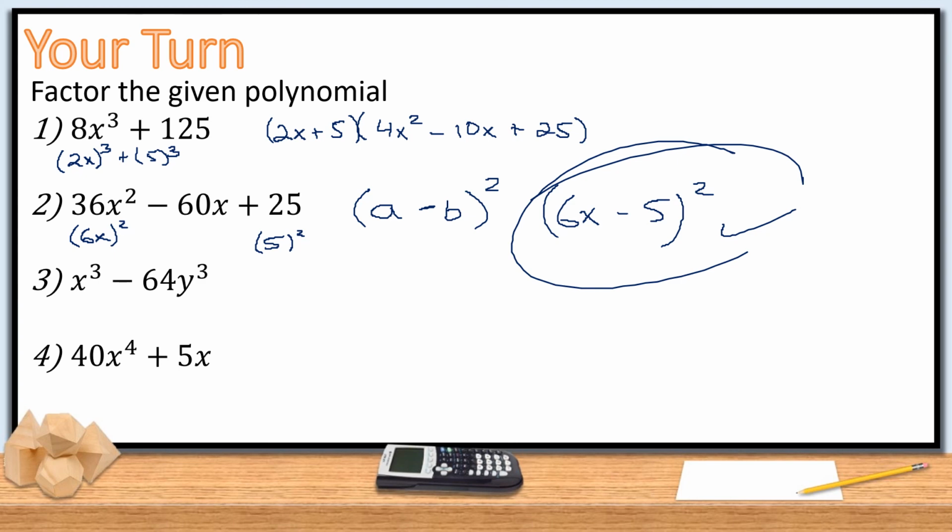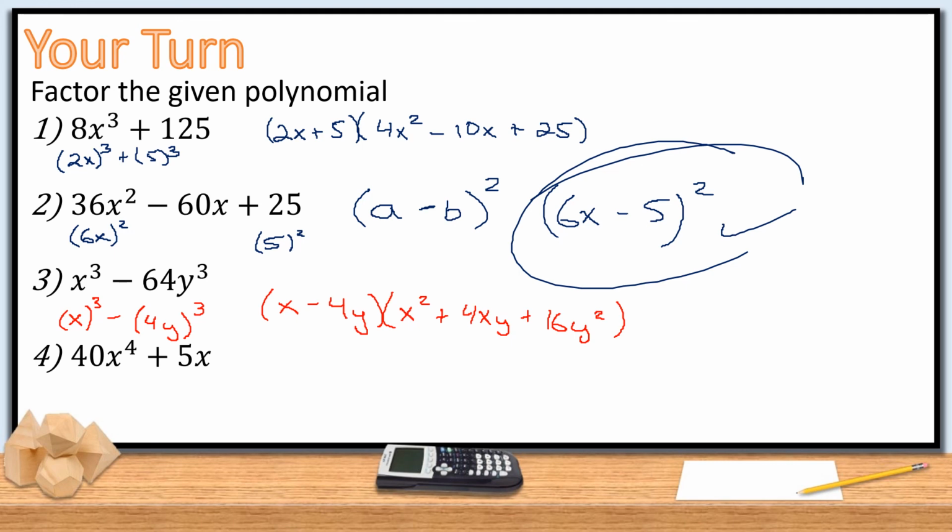x cubed minus 64y cubed. Both cubic numbers, remember 64 is a cubic number. So we've got x cubed minus (4y) cubed. So it's the difference of 2 cubes. So that's a minus b, so x minus 4y times x squared plus ab, so 4xy, plus y squared. So (4y) squared would be 16y squared. There's our factored form.